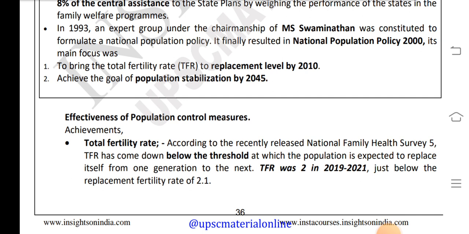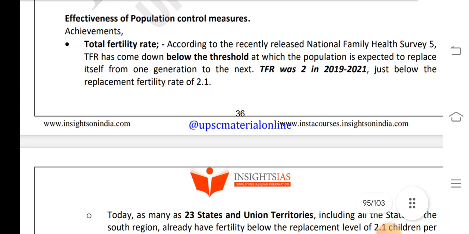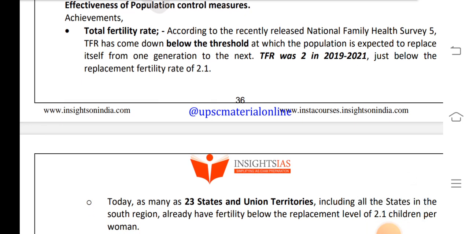In 1993, an expert group under the chairmanship of M.S. Swaminathan was constituted to formulate a national population policy. It finally resulted in the National Population Policy 2000. Its main focus was to bring the total fertility rate, TFR, to the replacement level by 2010 and achieve the goal of population stability by 2045. Effectiveness of the population control measures.